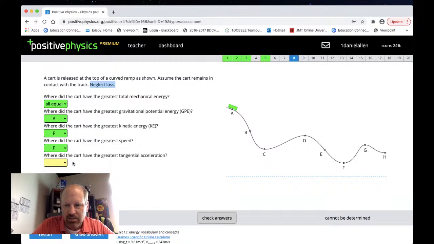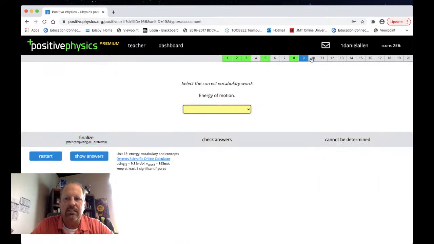Tangential acceleration. So acceleration on probably the steepest curve, I would think, B and E. I don't know. Let's just see what it says for us at B, because I think that might be the steepest curve. Check. Yeah, so the steepest curve is the tangential acceleration. Okay, next. Those are just definitions. We're not going to go through those.